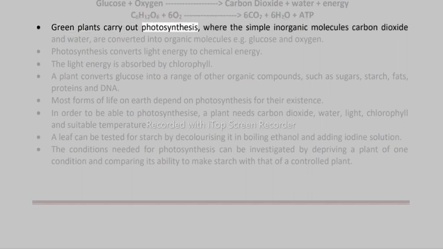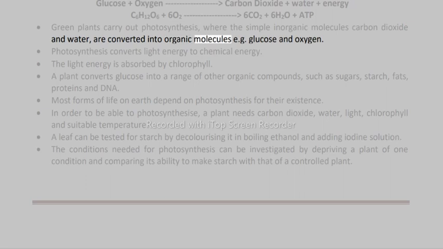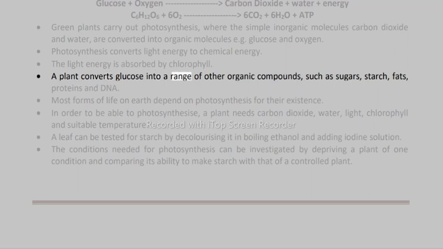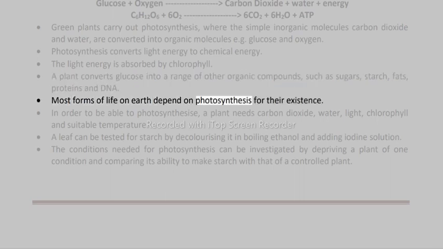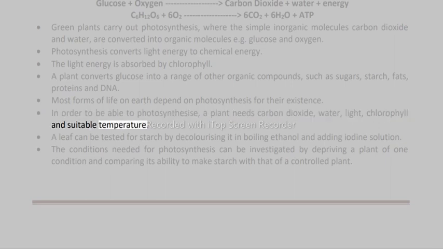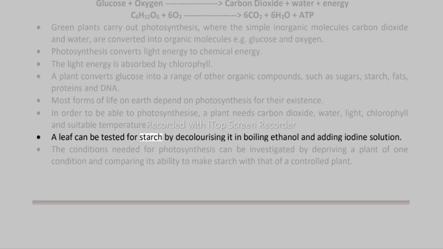Green plants carry out photosynthesis, where the simple inorganic molecules carbon dioxide and water are converted into organic molecules, e.g. glucose and oxygen. Photosynthesis converts light energy to chemical energy. The light energy is absorbed by chlorophyll. A plant converts glucose into a range of other organic compounds, such as sugars, starch, fats, proteins, and DNA. Most forms of life on Earth depend on photosynthesis for their existence. In order to be able to photosynthesize, a plant needs carbon dioxide, water, light, chlorophyll, and suitable temperature. A leaf can be tested for starch by decolorizing it in boiling ethanol and adding iodine solution.